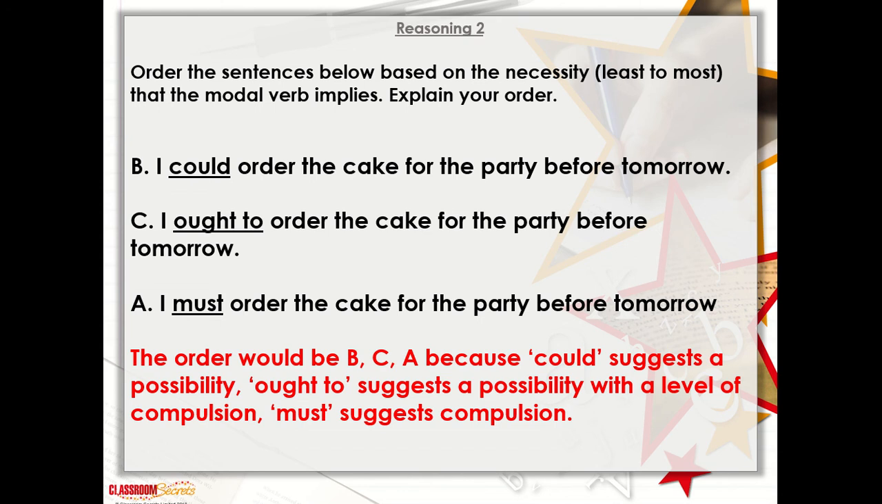So we've got some new vocabulary there. We've got possibility. We've got compulsion. You can use those words in your explanation, or you can simply write could because they might do it, ought to because they probably will do it, and must, they've got to do it. You might write your explanation something like that, or if you're very good with vocabulary, as many of you are, you might want to use the words possibility and compulsion. But that's your explanation.